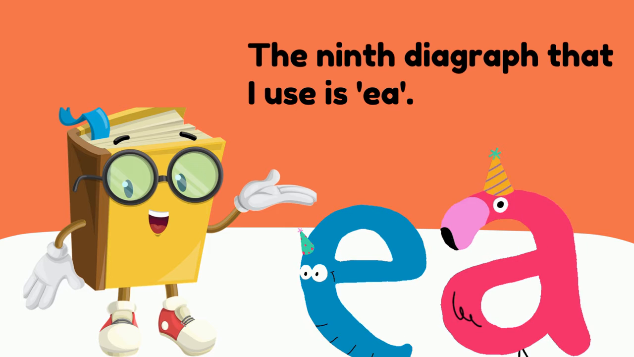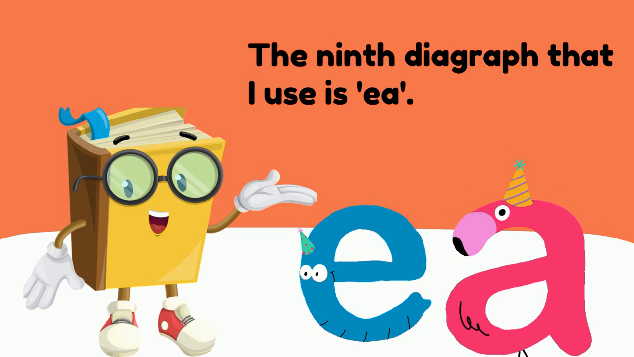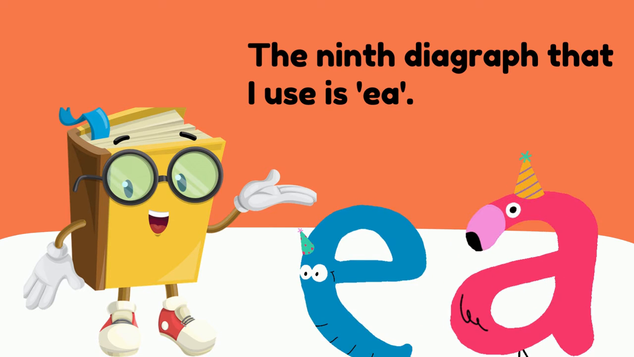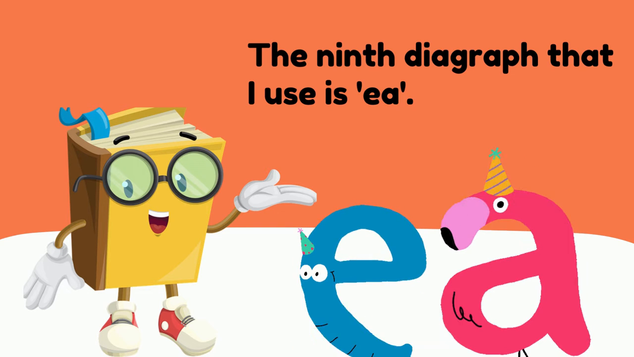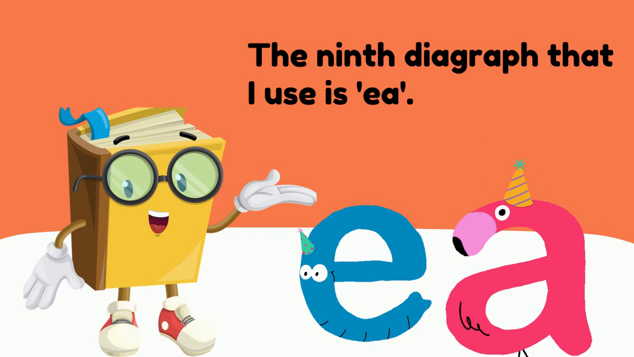So let's get into our lesson for today. E and A make the sound E. No, I did not make a mistake. E and A do make the same sound as two E's. That's one of the sounds of E and A. So E and A make the sound E.